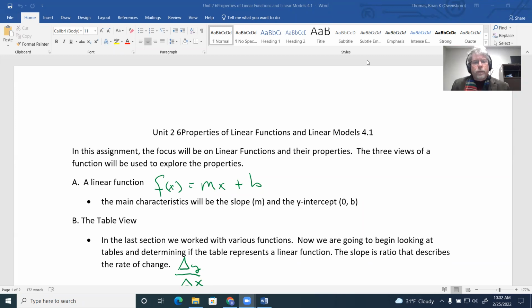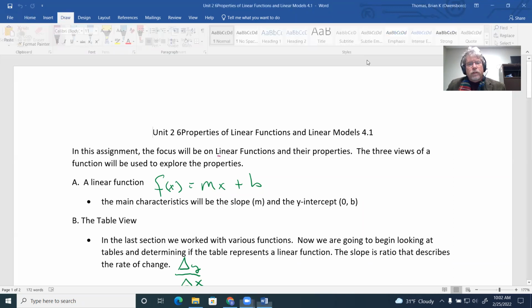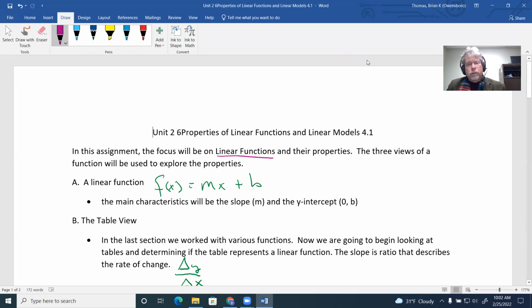So today we're going to look at lesson 6 from unit 2, properties of linear functions and linear models. We're just going to do a couple of examples that are involved in this lesson. So in this assignment, we're going to really focus on what we refer to as linear functions and their properties.